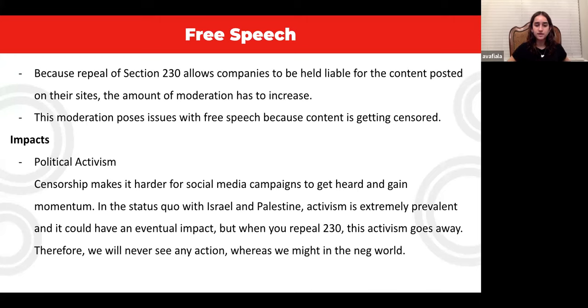But when you repeal Section 230, this activism goes away, because there's no chance for it to even happen if companies are cracking down and not even allowing it to happen in the first place by practically deleting it. So we might never see any of this activism or action that could take place later on. Whereas we might see that in the neg world if we continue with Section 230. Does that make sense to everyone? But yeah, so that's the free speech argument.